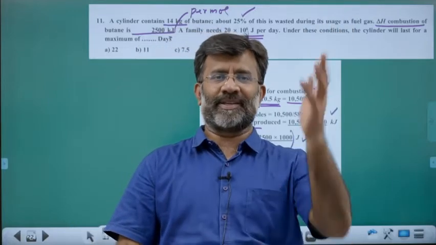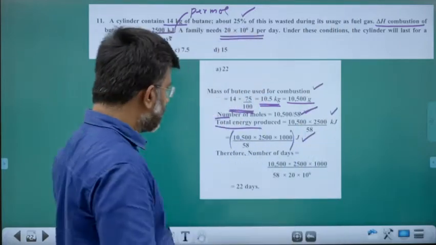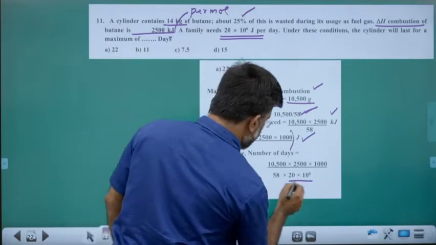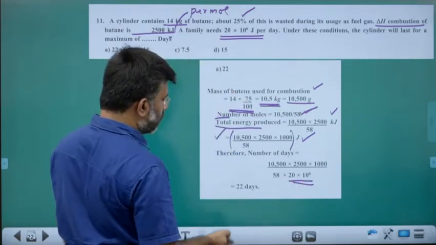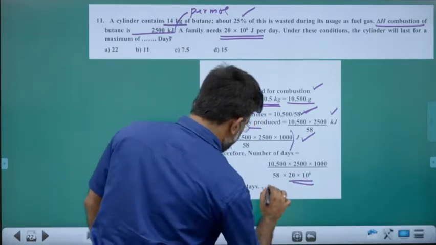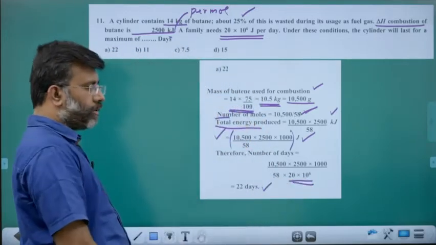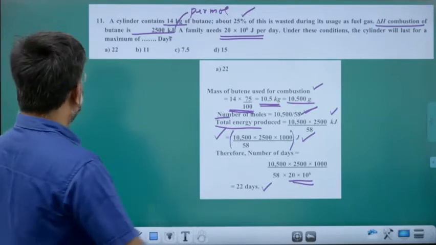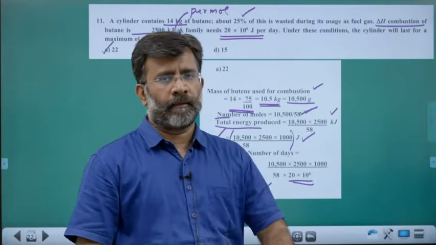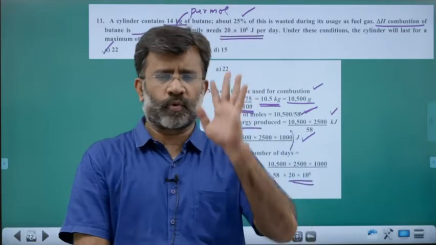So how many days will it last? The total energy available is this much. One day you need this much. Therefore, the number of days will be this divided by that value. You will get approximately 22 days it will last. A beautiful question.